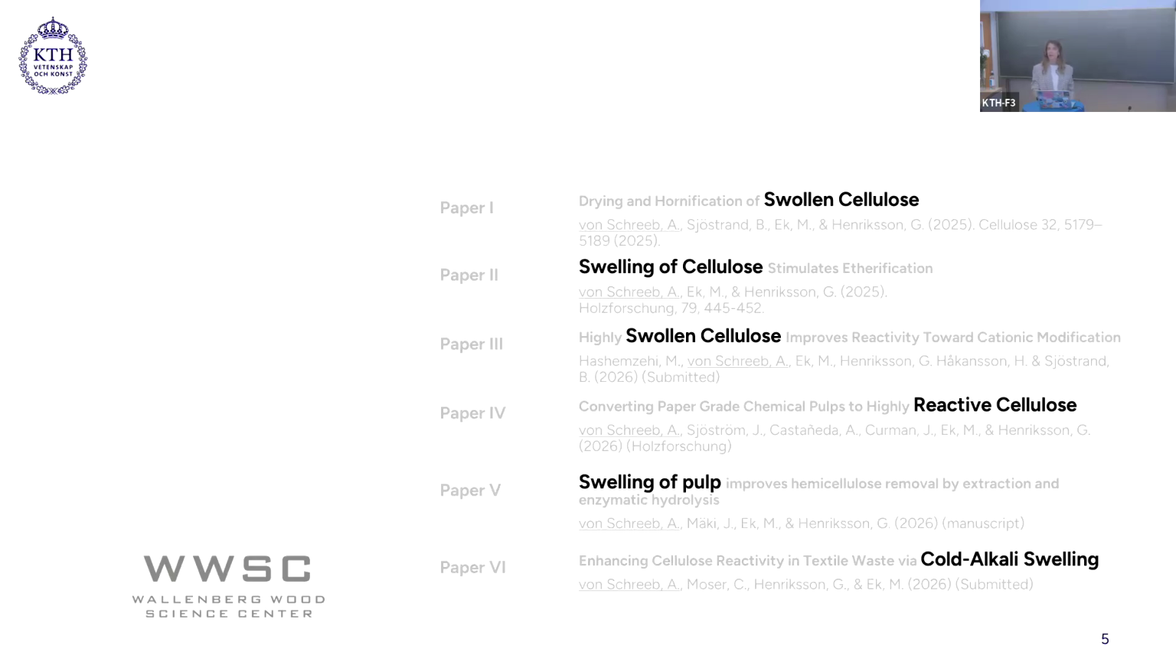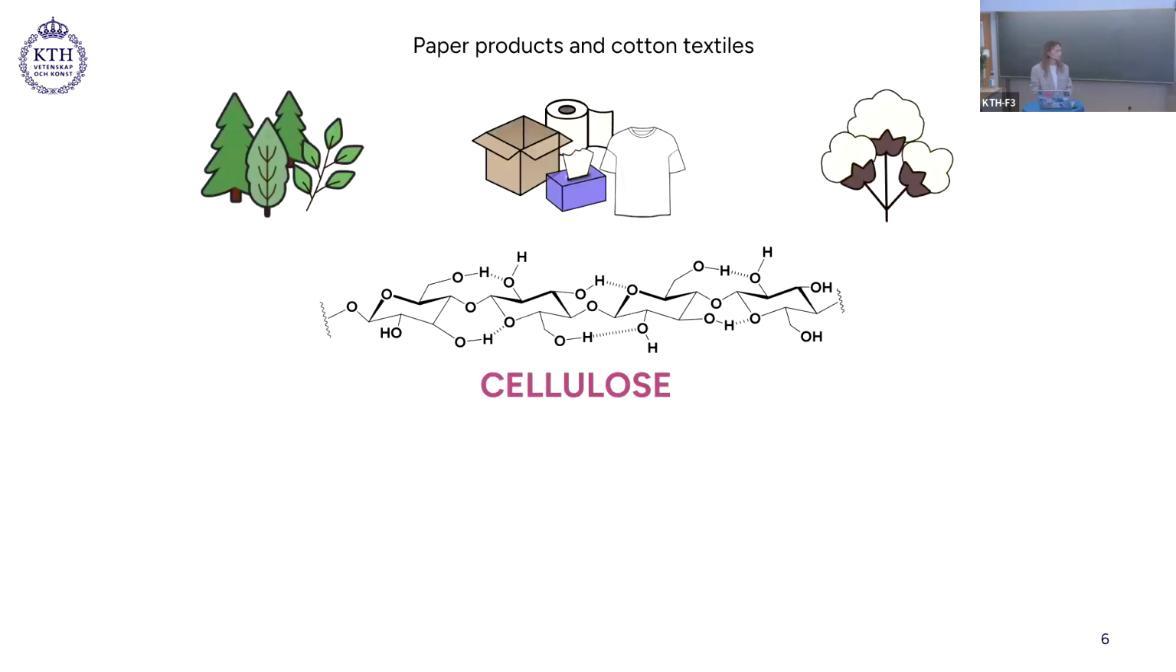But before we talk about swelling, I would like to give an introduction to cellulose. Cellulose is one of the most abundant natural polymers, or biopolymers, and its structure is very simple. It's a linear polymer composed of glucose units linked via the glycosidic bond.